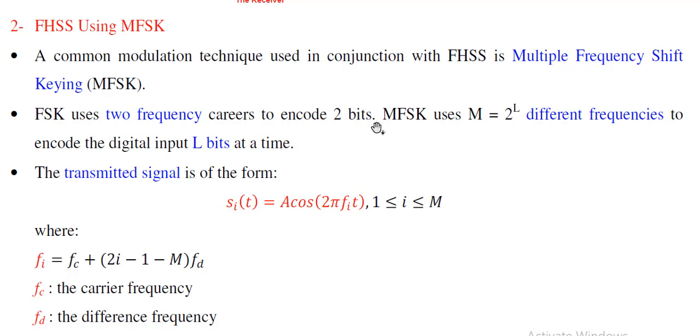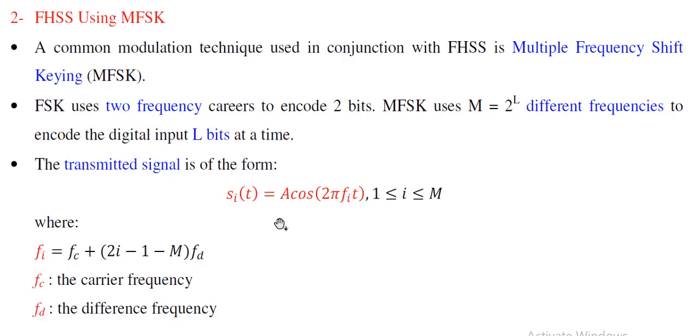Now, if we want to encode more than that, if we want to encode L bits, we need 2 to the power L different frequencies. For instance, if we want to encode 2 bits per signal, we need 2 to the power 2, which is equal to 4 different frequencies. 0, 0 uses F1, 0, 1 uses F2, 1, 0 uses F3, and 1, 1 uses F4. So we have 4 frequencies in order to encode 2 bits. The same thing for 3 bits, 4 bits, and so forth.